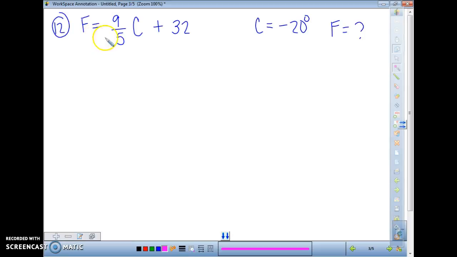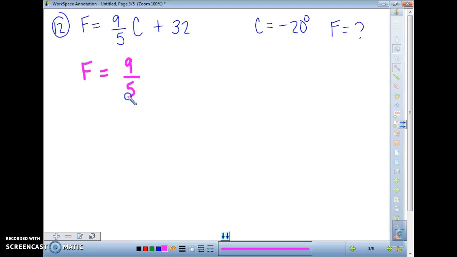The next one we're going to talk about is 12. This is your formula for converting between Fahrenheit and Celsius. And you actually had 2 problems with that one. This problem gives you C and wants you to find F. So it gives you the Celsius temperature and wants you to find Fahrenheit. The other problem on page 9 gave you Fahrenheit and wanted you to find Celsius. Okay? So what we're going to do here is plug that negative 20 in the place of C.